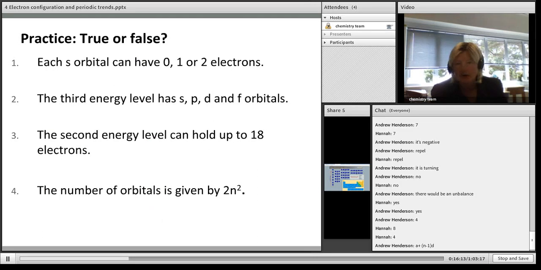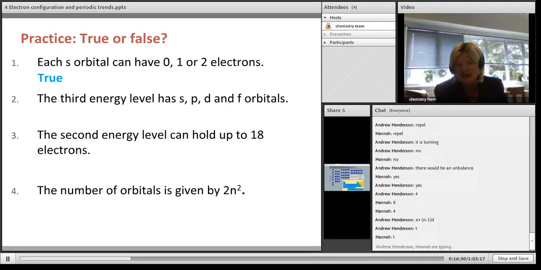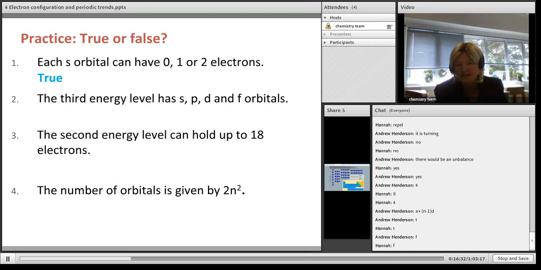So let's have a quick quiz. True or false? Each s orbital can have 0, 1 or 2 electrons. True or false? Just say T or F. True. Okay. Right. The third energy level has s, p, d and f orbitals. False. Correct. It only has 3. Remember, the third energy level only has 3 sublevels, so it can only go up to s, p and d.